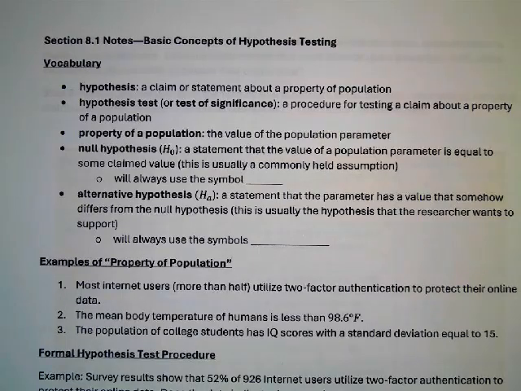This video is on section 8.1 notes, basic concepts of hypothesis testing. So this chapter is the culmination of statistics. This is where all of the units come together. First, we're going to introduce the structure of hypothesis testing in this unit, and then we're going to do the different types in 8.2, 8.3, and 8.4 based on the different population parameters.